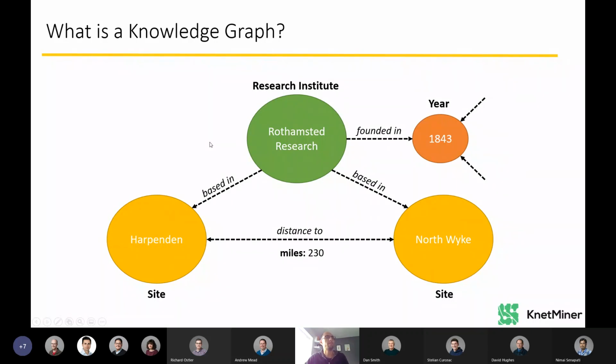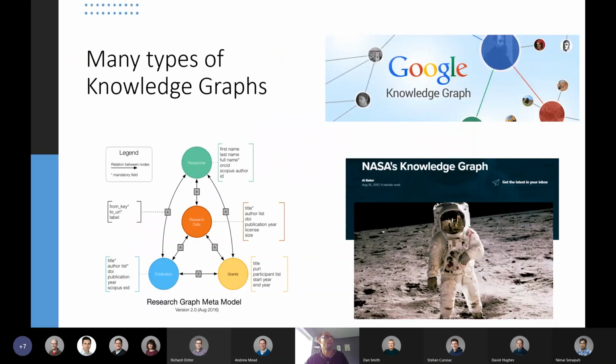So this is knowledge engineering, and it often requires an experienced knowledge engineer to help you make decisions and design choices about how to model knowledge in the most efficient way based on the applications you're trying to build. There are many types of knowledge graphs out there, and I'm just giving you a few examples.